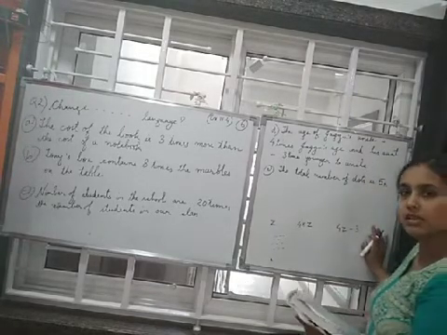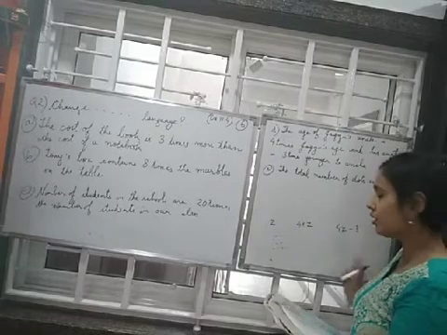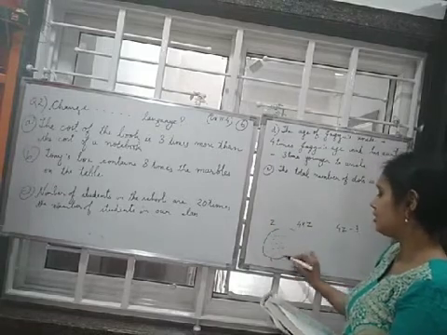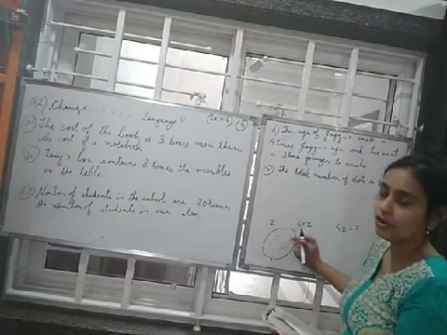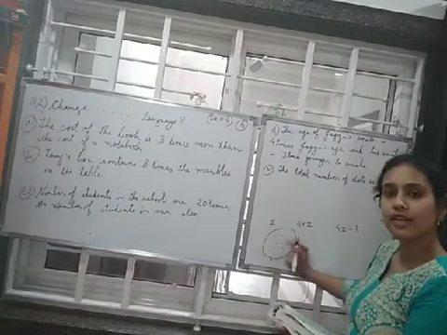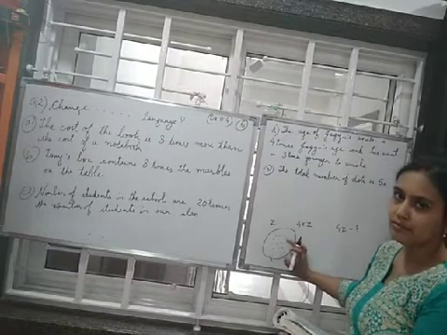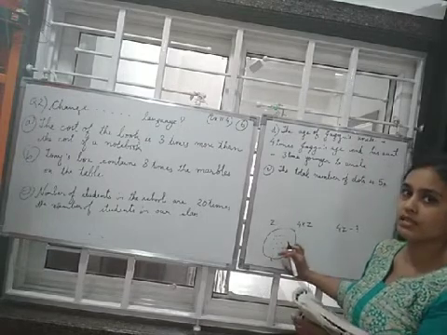Okay, so this is the simple language. Children, what do you understand from this now? That there are 5 dots in each row and there are r rows. That means how many dots will be there? 5 into r, that is 5r.